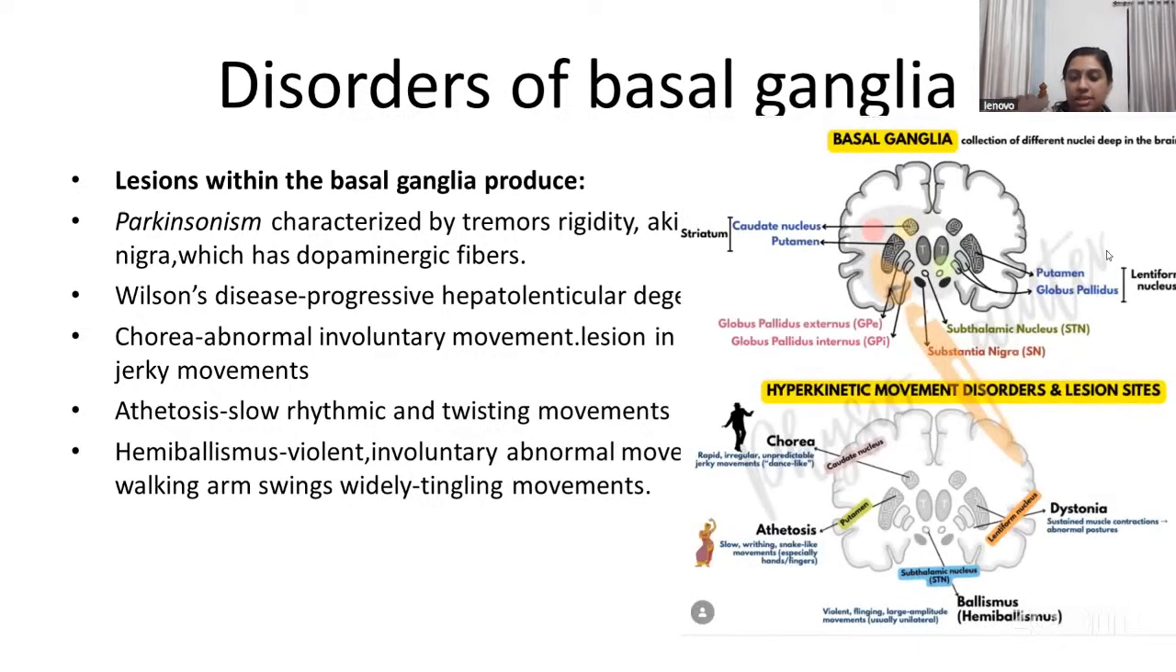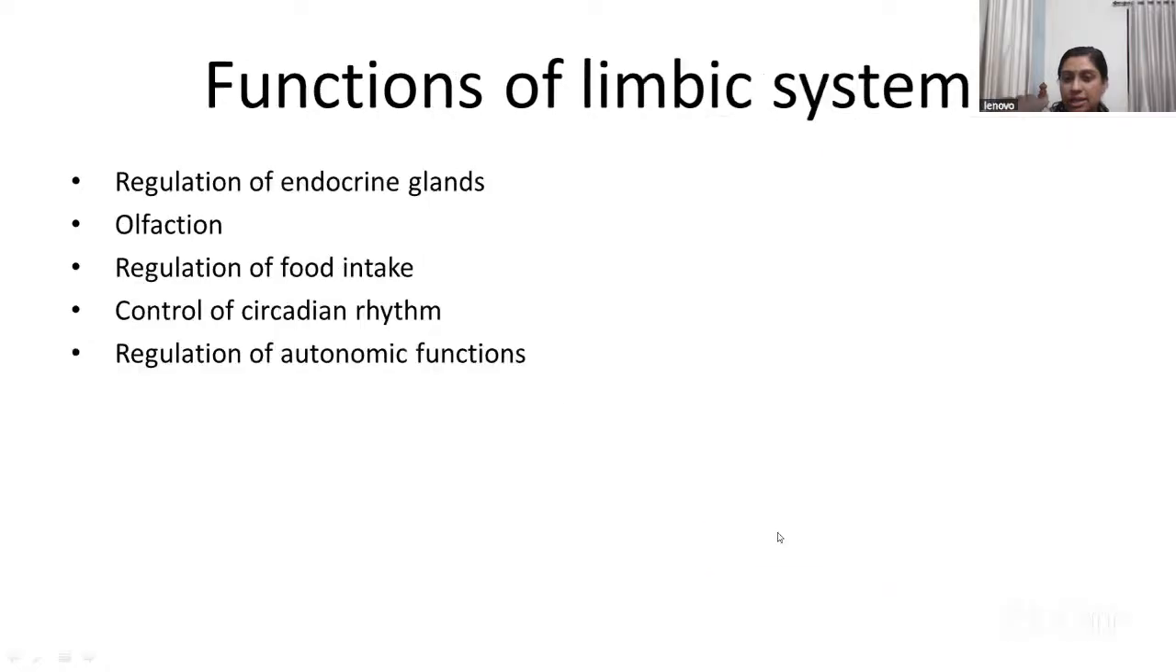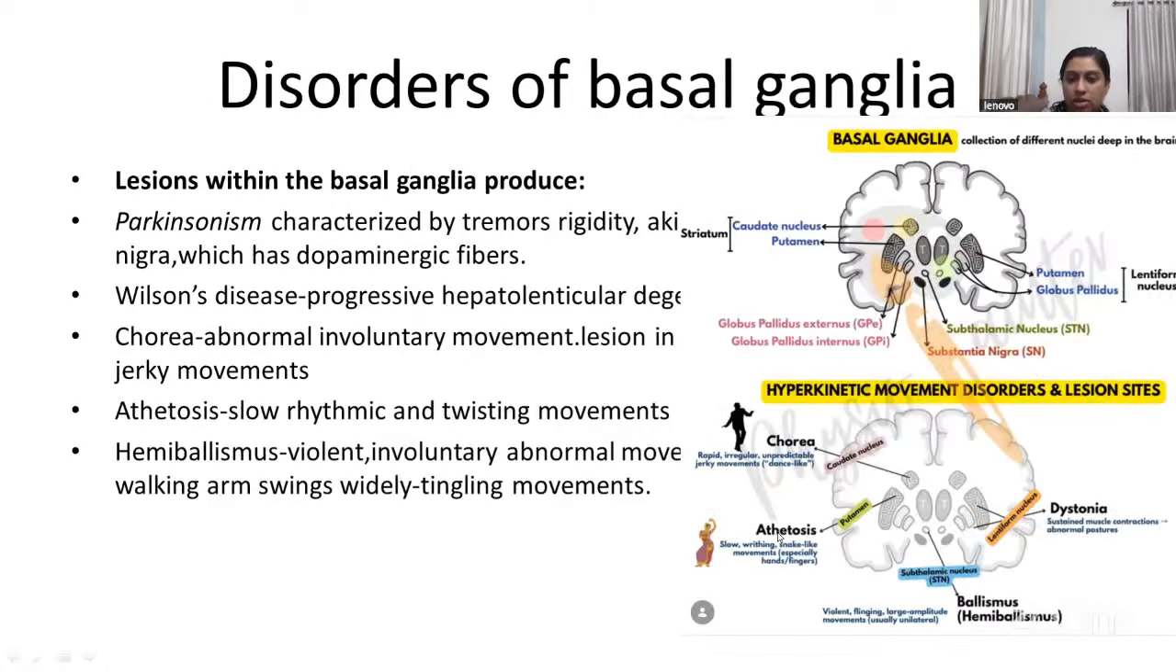So here you can remember it more nicely. This is chorea, that is Michael Jackson-like dance: rapid, irregular, unpredictable, jerky movements. In athetosis, it is classical dance-like, slow, writhing movements. Next is hemiballismus, that is violent flinging of the arms. Usually ballismus is associated with damage in the subthalamic nucleus. In athetosis, the putamen is damaged. And in chorea, the caudate nucleus is damaged. Okay.